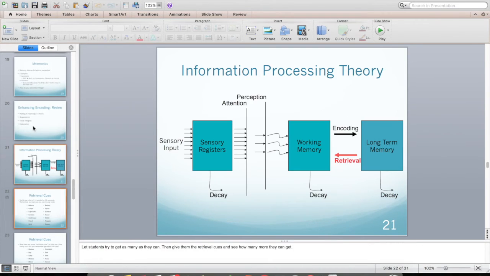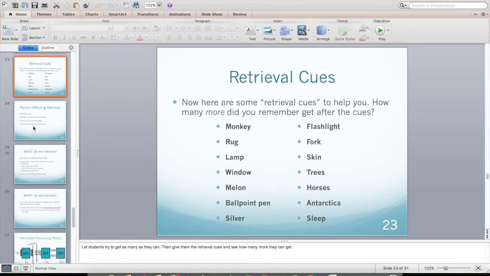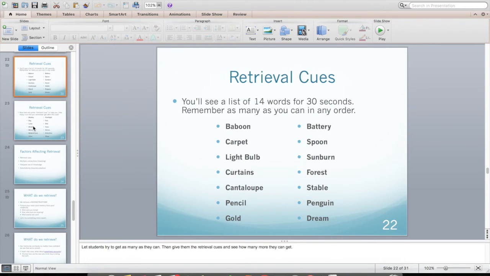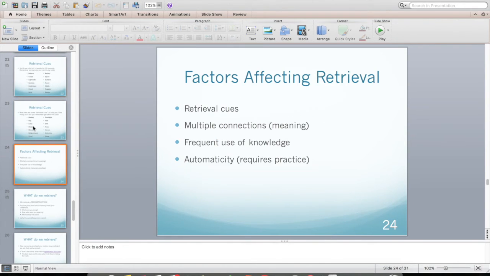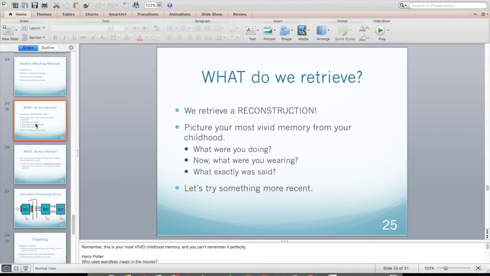Okay, going into retrieval. Retrieval cues, this is really just, it's like when you can't remember something and then suddenly something tips you off about it. So if I can't remember your name, but then you start talking and you have an accent, and then all of a sudden I remember you because of your accent, that's a retrieval cue. And this one, hopefully pretty self-explanatory. Let's keep going.